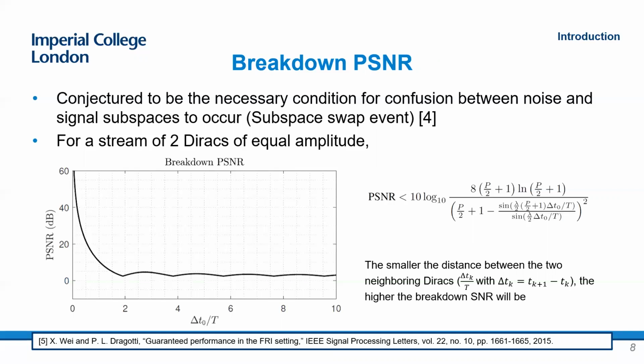The vertical axis refers to the breakdown PSNR, and the horizontal axis refers to the distance between the locations of neighboring Diracs. It means that when the Diracs are sufficiently far apart, this breakdown PSNR remains at a similar level. On the other hand, when the Diracs are really close together, the subspace swap event is more likely to occur and hence breakdown PSNR increases.